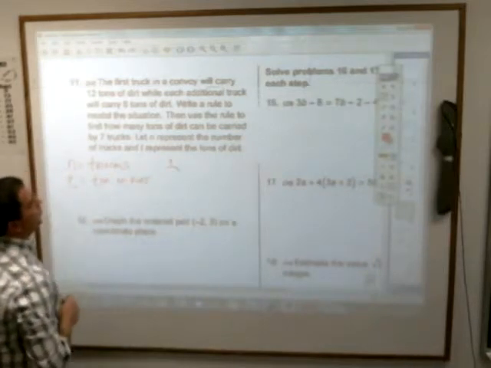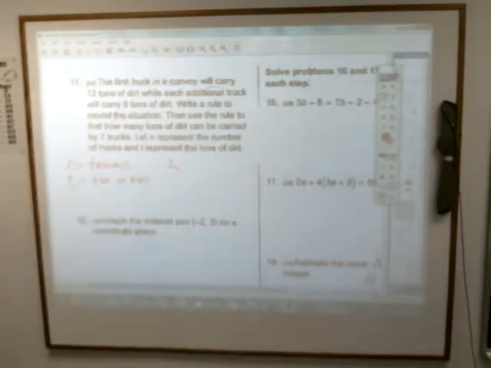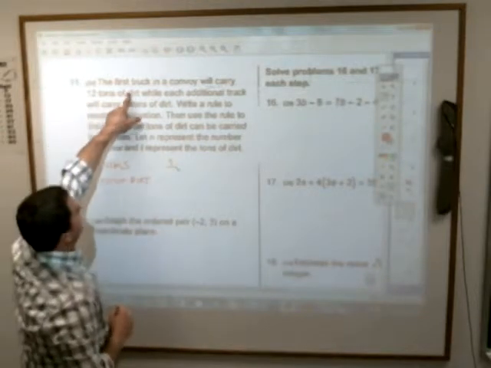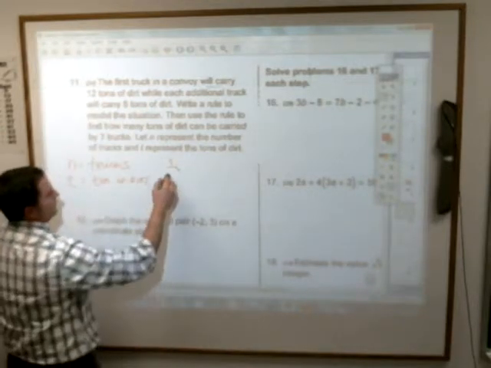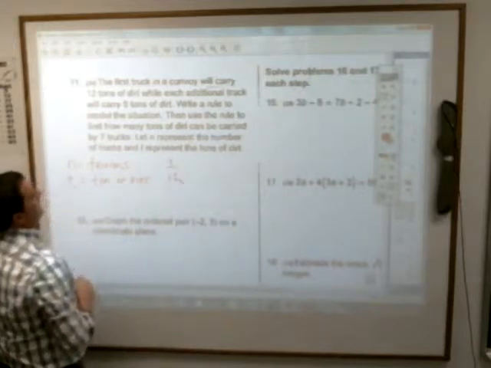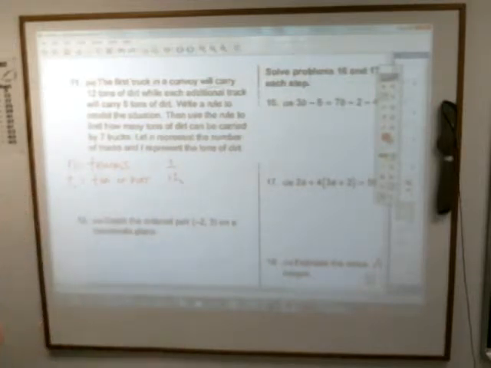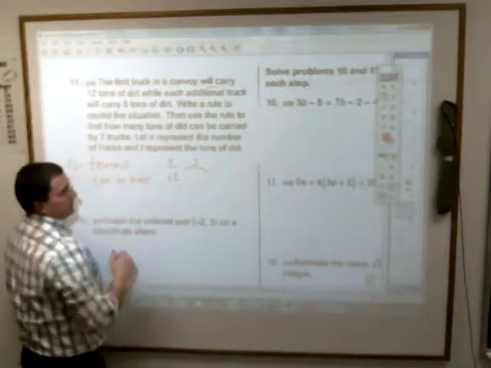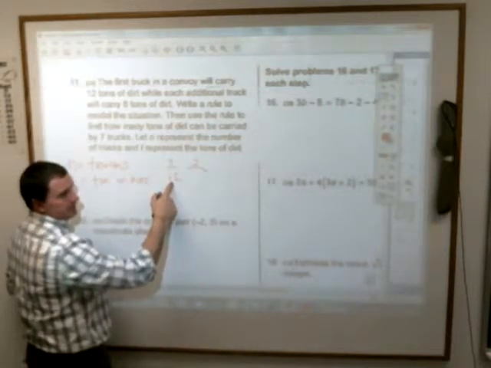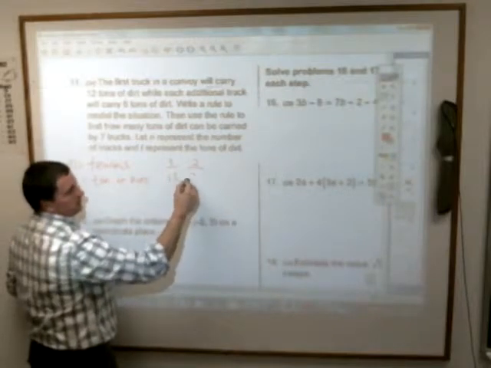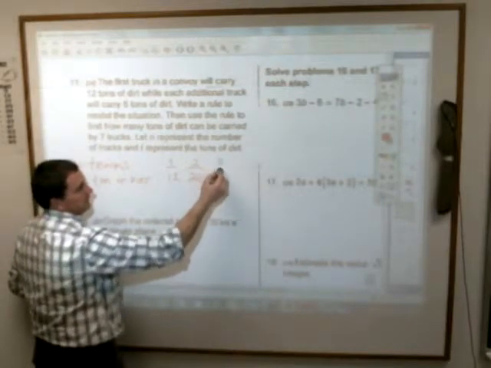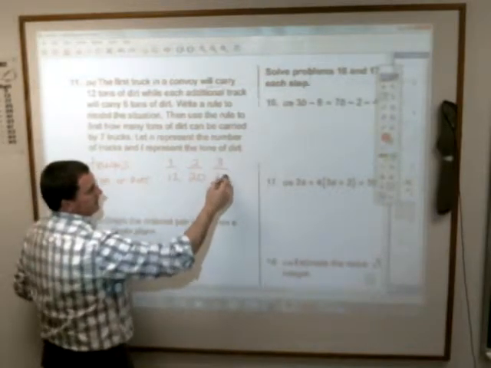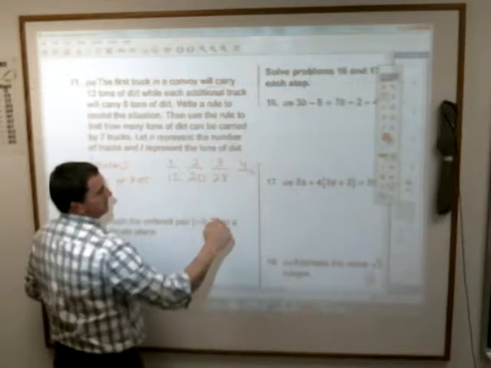If you had just one truck, how much dirt would that give you? 12. The first truck will carry 12 tons of dirt. The second truck, and then every truck, will carry 8 tons of dirt. So the second one will carry what? Another 8, so you'll end up with 20. The third truck you'll have 28. The fourth truck you'll have 36.